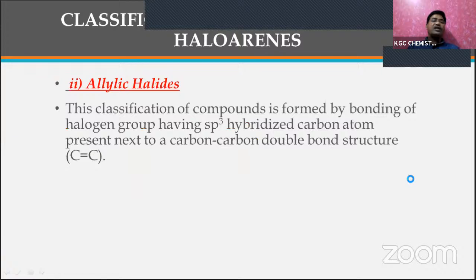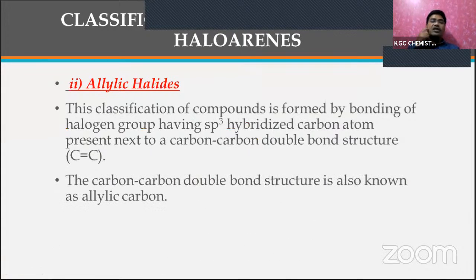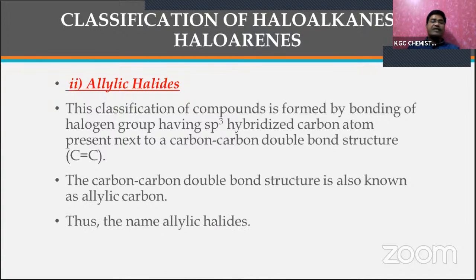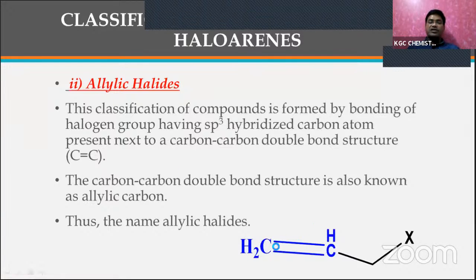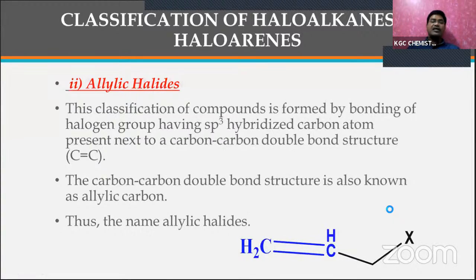You have to know what an allyl halide is. The carbon next to the carbon-carbon double bond is also known as the allylic carbon. Thus, the name is allylic halide. This is going to be the allylic halide, and here this is the carbon-carbon double bond, and here it is CH2. When such a group is there, this is called an allylic halide.